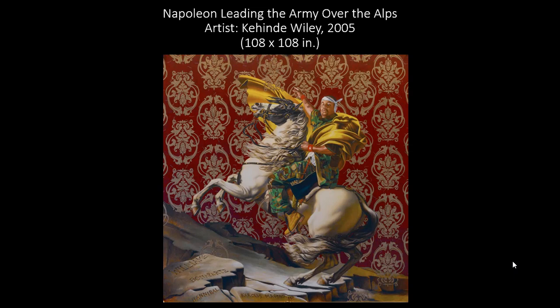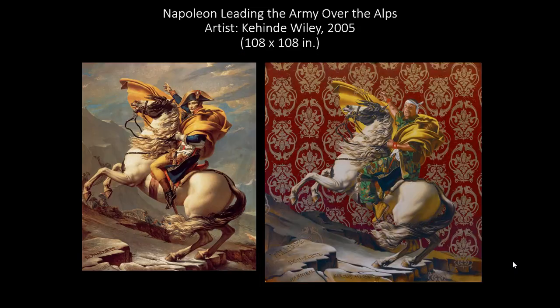The second thing that Wiley is doing is he is taking that language of power and he's deconstructing it. He's interrogating it. He's critiquing it. He takes an image of one of the most powerful men in history and replaces him with a black man, someone who, in American culture, is typically not powerful. This man is presented exactly the same as Napoleon.